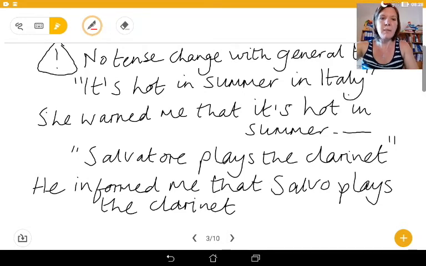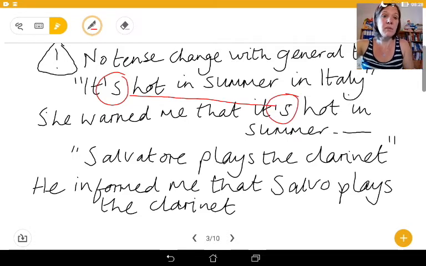Okay, now I need to try and make myself, I'm realizing that I'm blocking the screen here. So basically it says, no tense change with general truths. Okay, things that are always true. So somebody might say to me, don't bring a lot of heavy clothes because it's hot in summer in Italy. Okay, when I report this, I would say, she warned me that it's hot. I don't need to change this time, the present. It remains the present because it's a truth. It's a known fact that it's hot in Italy in the summer.